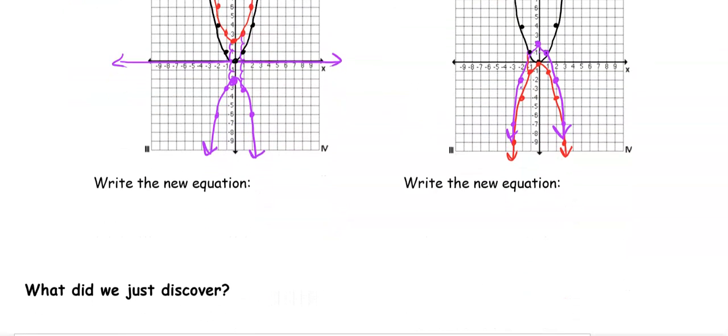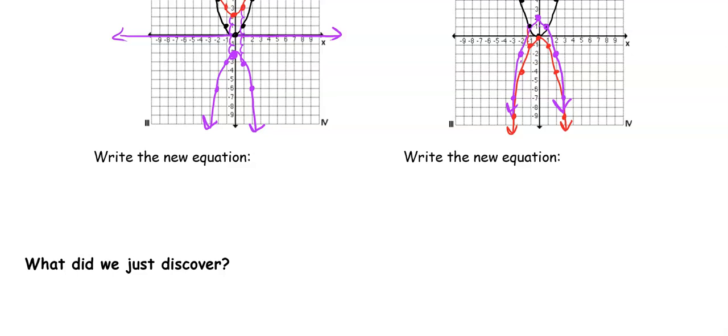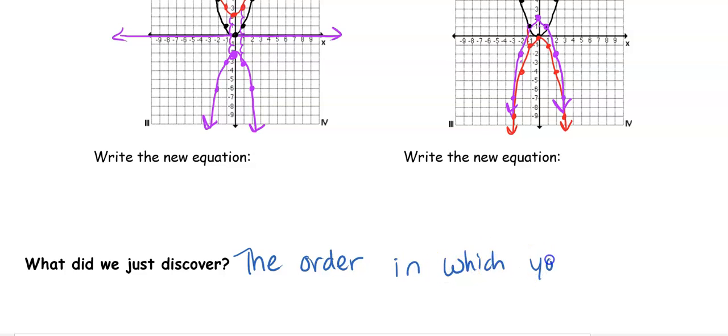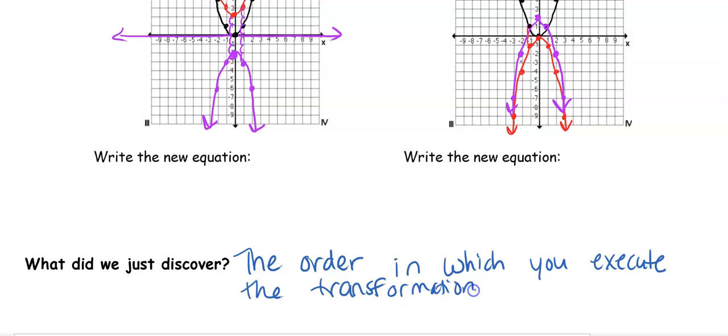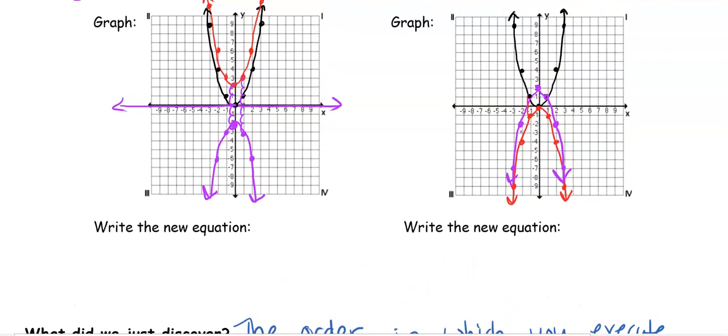So we're actually going to skip the equation part right now. What did we just discover? The order in which you execute the transformations matters. That is going to be a really important idea. So when we go to write our equation, it's going to matter the order that you're told.